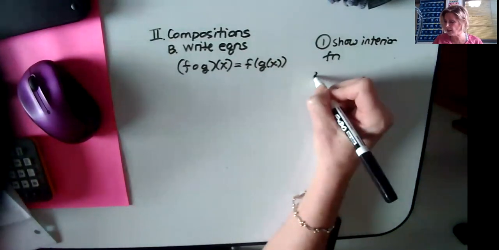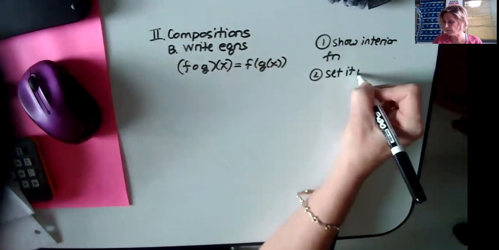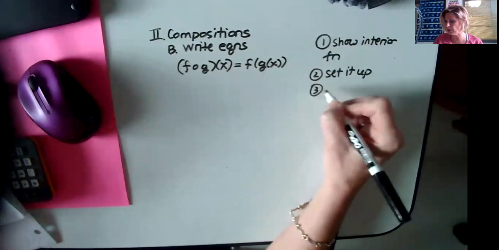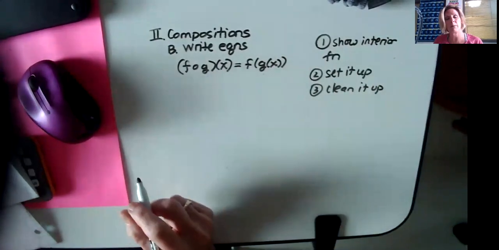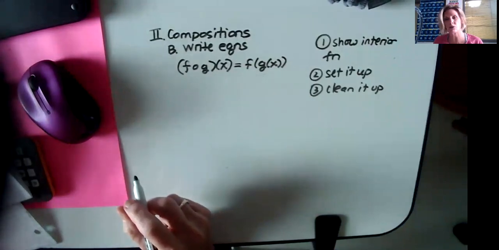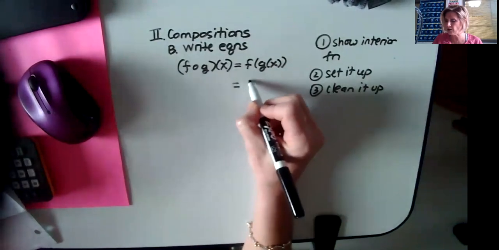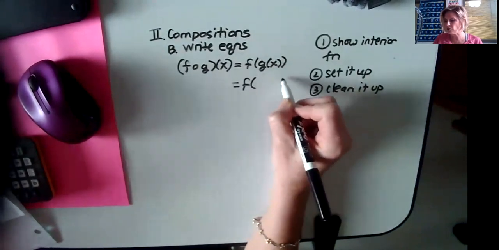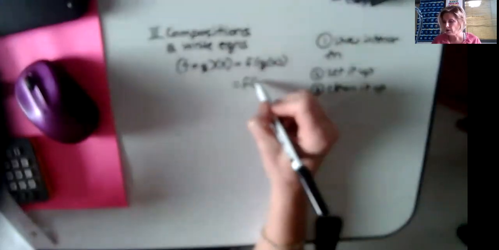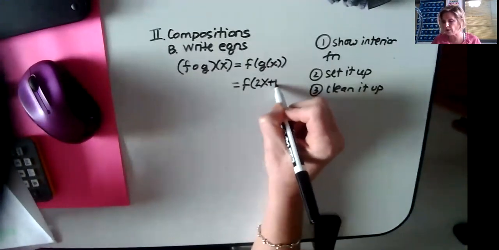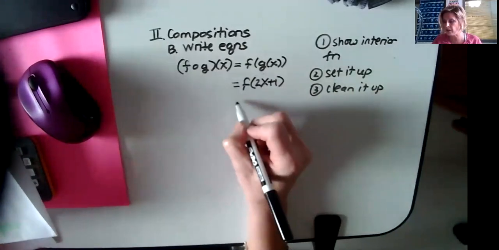I'm also going to say, show what it looks like to plug it in. So set it up. And then last but not least, clean it up. All right. And let me remind you that the final answer should be an equation. So when I say show the interior function is g of x, and g of x is 2x plus 1. So show 2x plus 1. Now show what it means to plug it in or set it up.